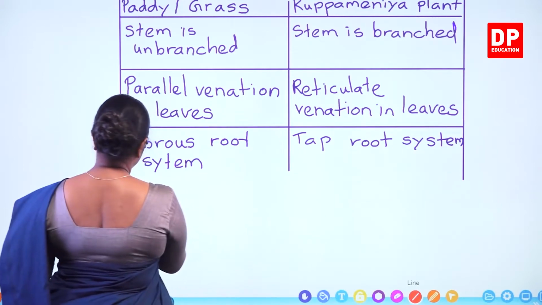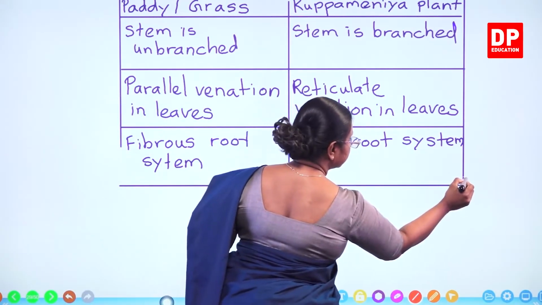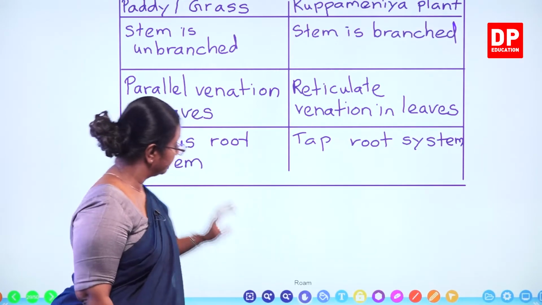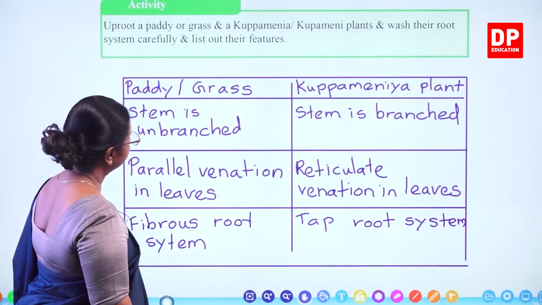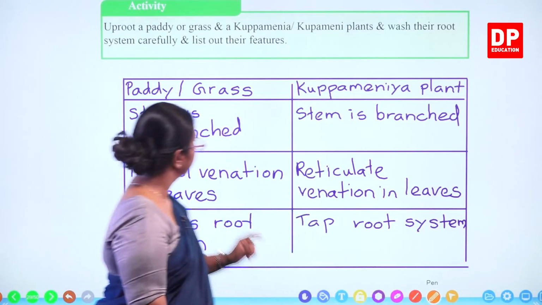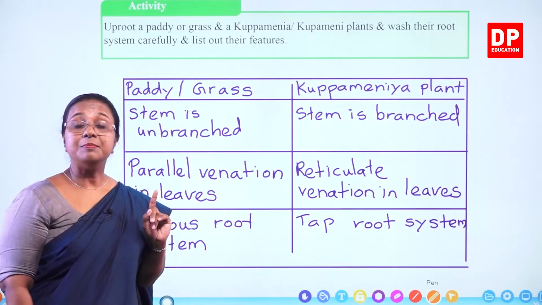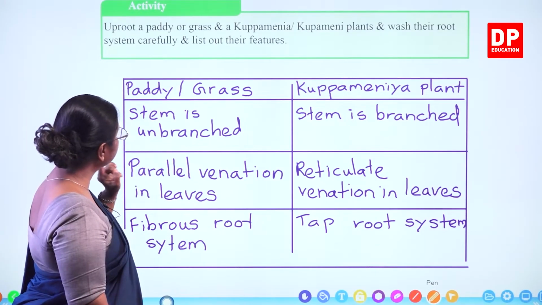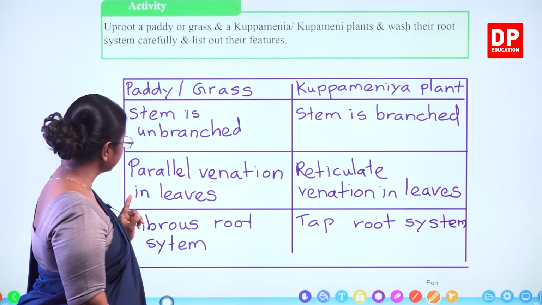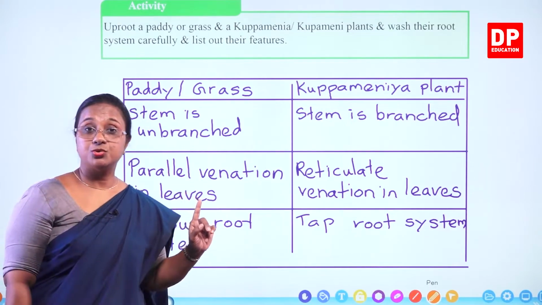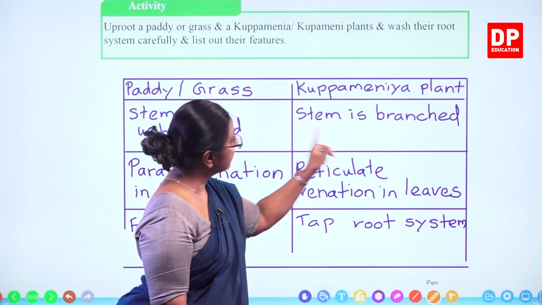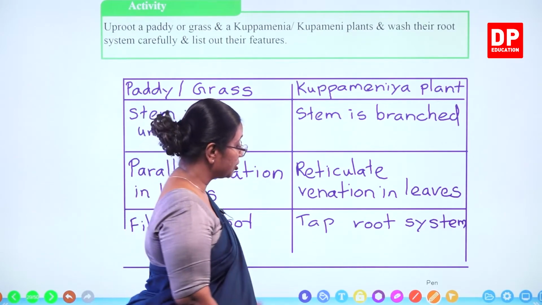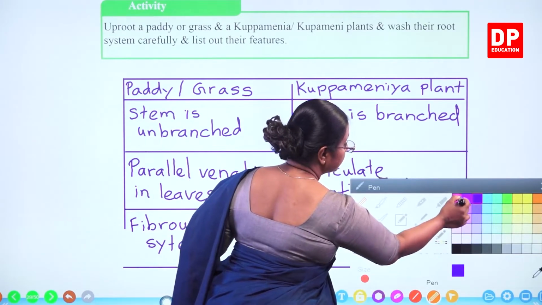So from these, students, you all can understand the different features. So we take the paddy or grass plant. You can see there is the unbranching in the stem, parallel venation in leaves, and the fibrous root system. And here the stem is branched, there was reticulate venation in the leaves, and also it was the taproot system.